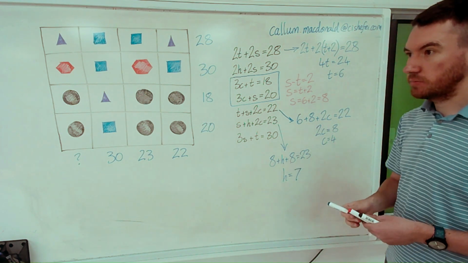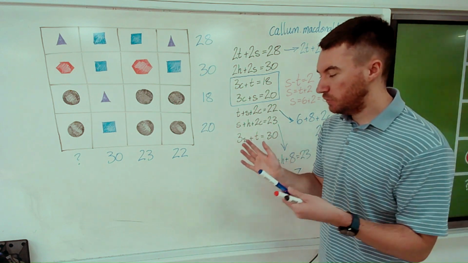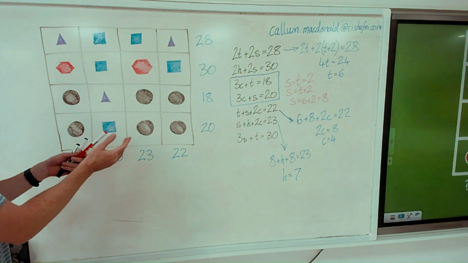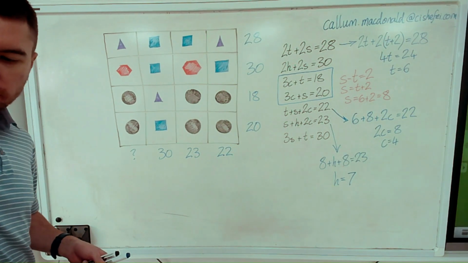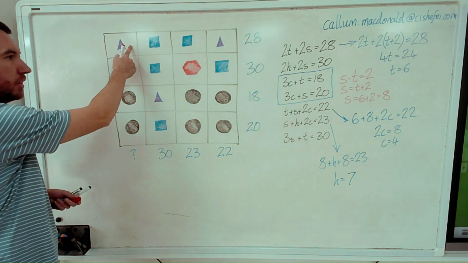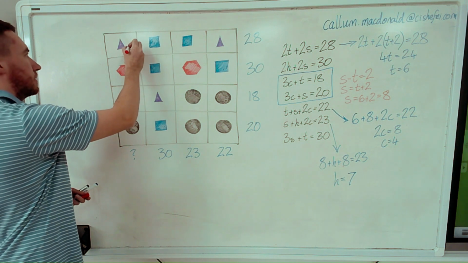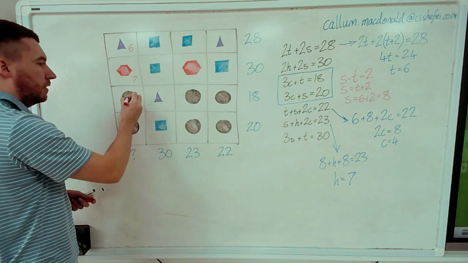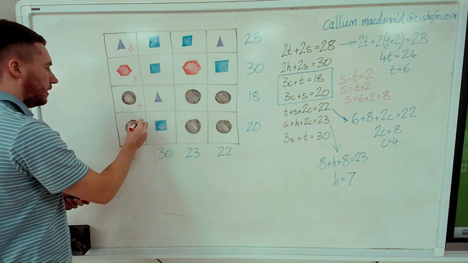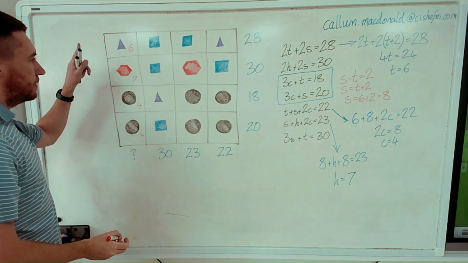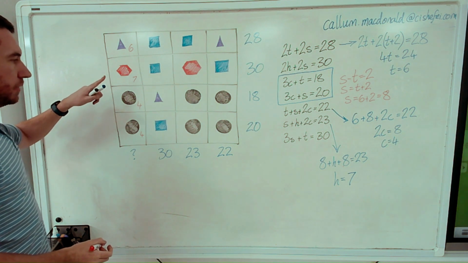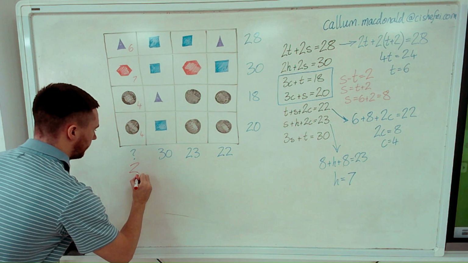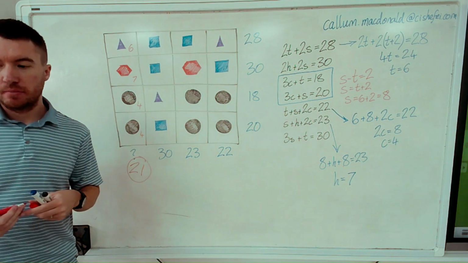So H is 7. Okay, then I can finally work out the answer to your question, which is over here. And I know my triangle is what? 6. My hexagon is 7. My circle is 4. And another circle is 4. So 6 plus 7 plus 4 plus 4 is 21. Answer that.